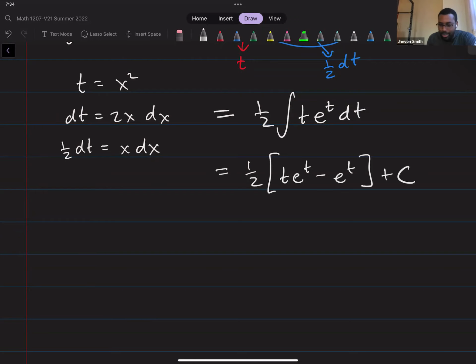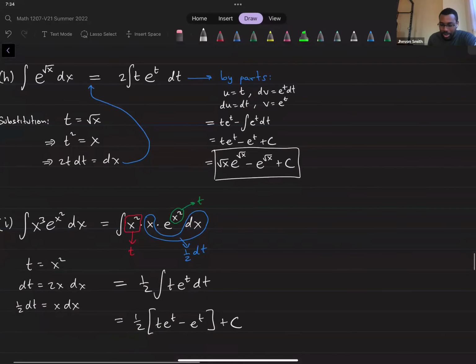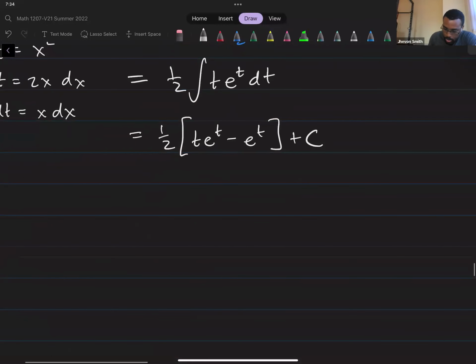Which at this point, I think we kind of have the answer memorized. We've done it so often. But here your t is actually an x squared.